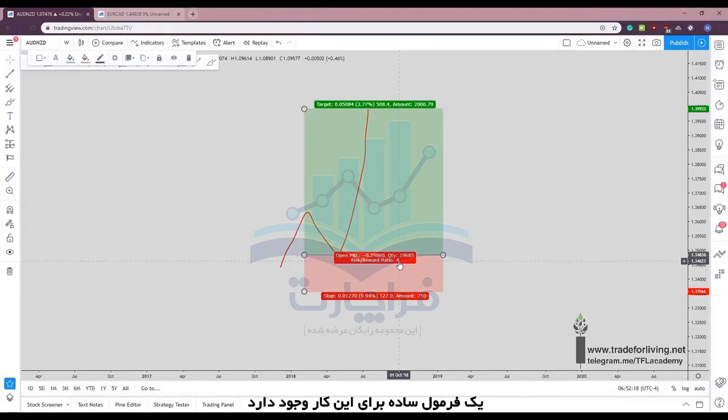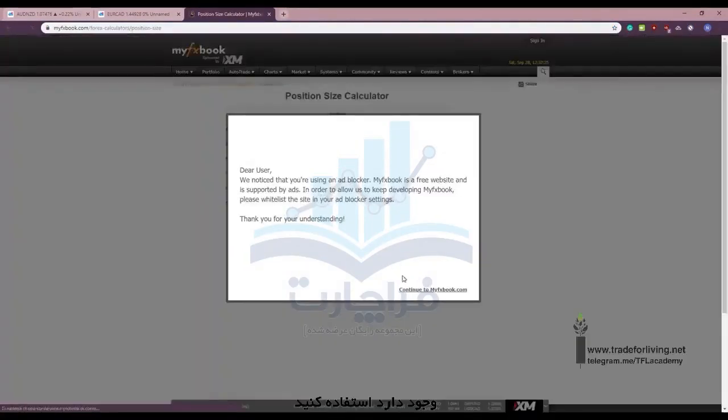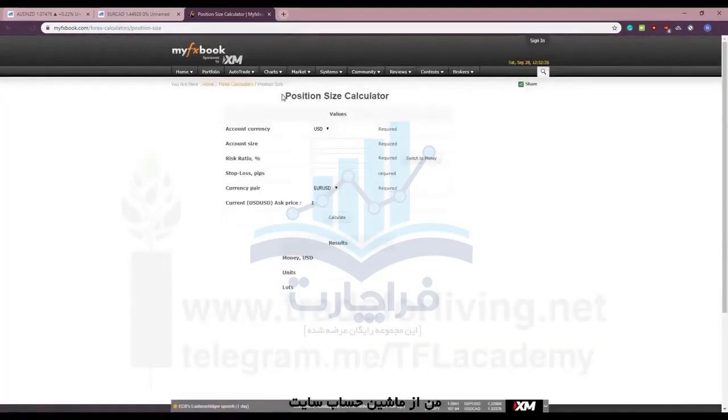Now there is a simple formula to do this. However, you don't really need it, because you can go to any of the many calculators online. In this particular situation, I will go on the position size calculator of myfxbook. You can just Google it, position size calculator, myfxbook, and you will get to this page.